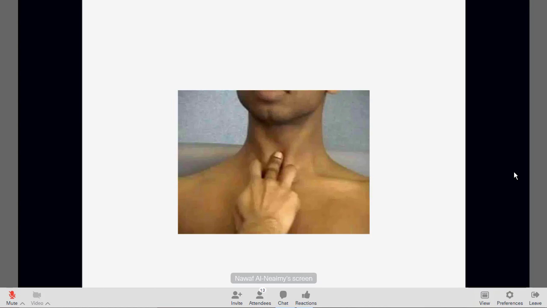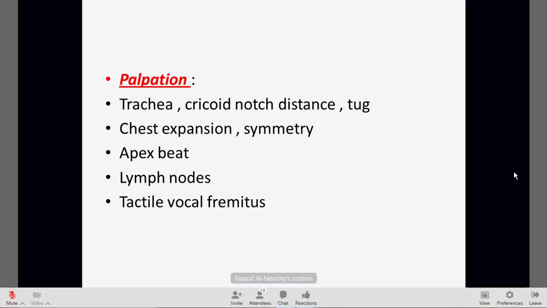The other thing that we are going to examine in the trachea is the tracheal tug. Here you use the tips of the fingers, the index, middle and ring finger, the same way we check the pulse. You put it over the trachea, above the suprasternal notch, place them on the trachea and start breathing.